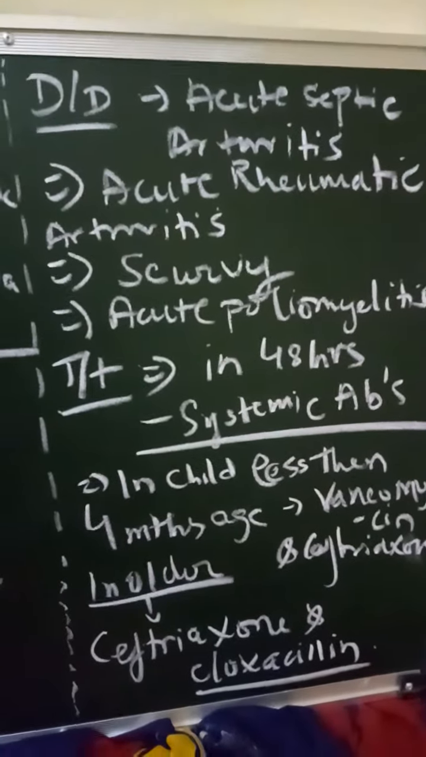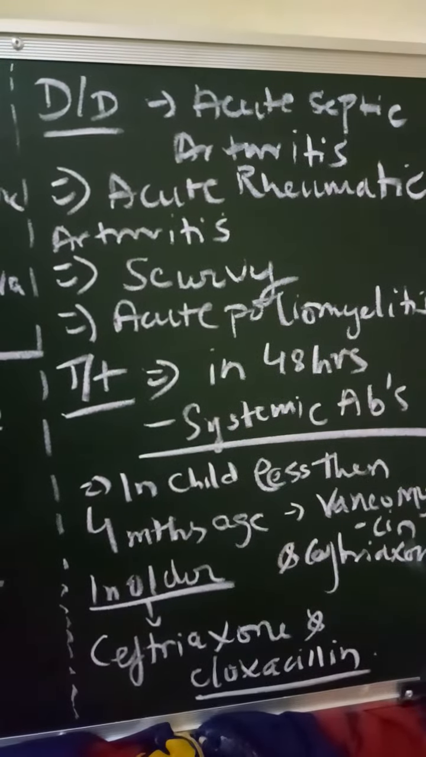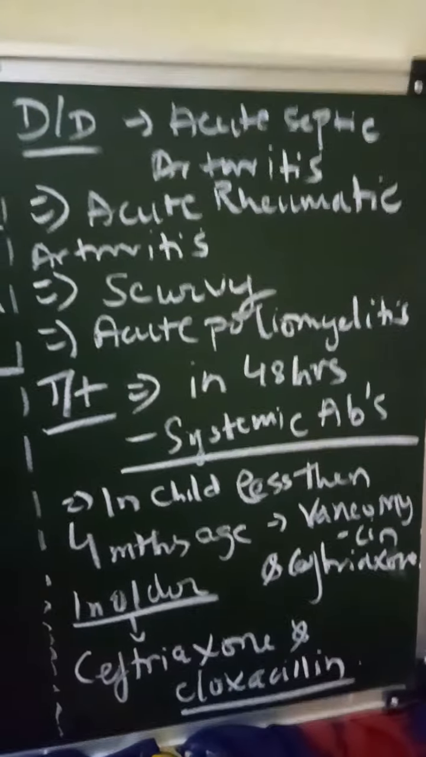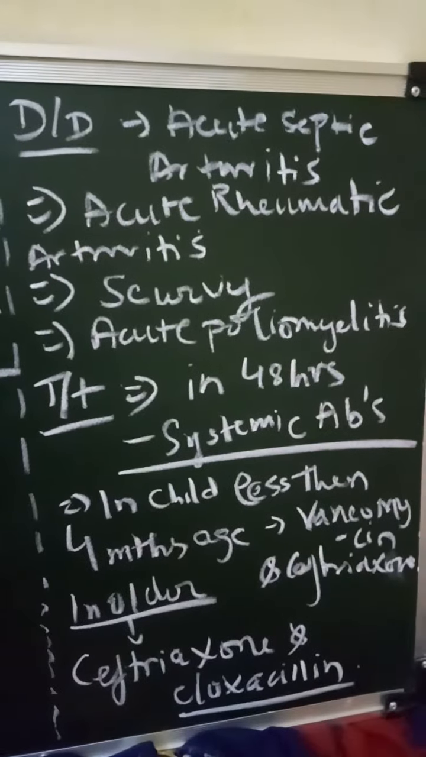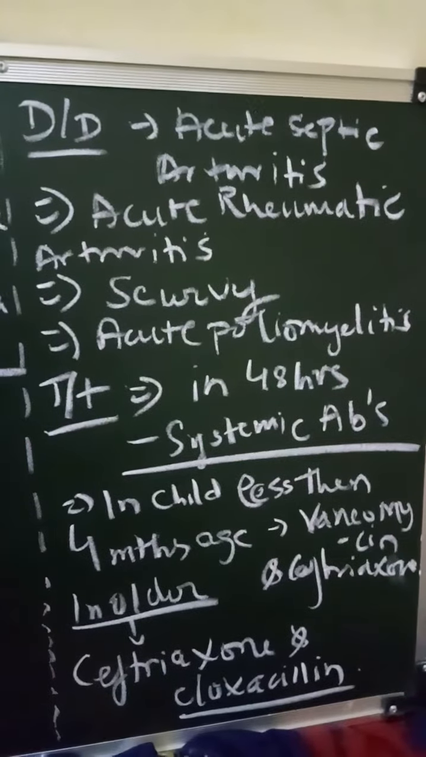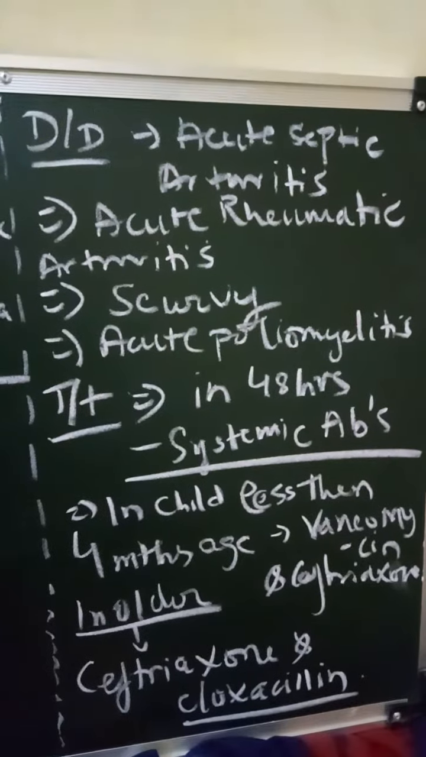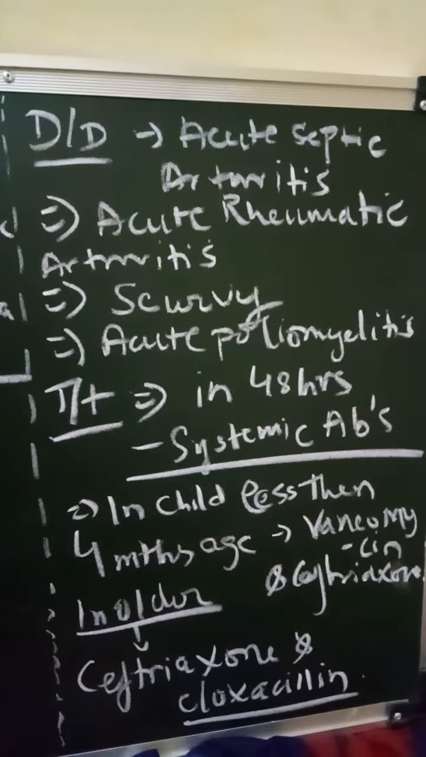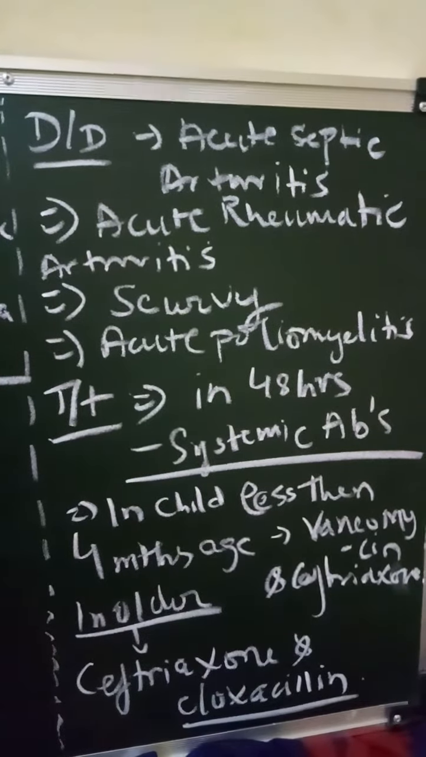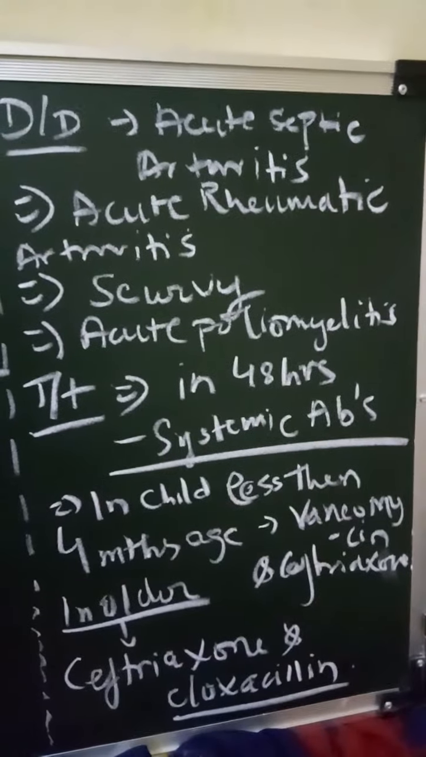Acute rheumatic arthritis. The features are similar to acute septic arthritis, so we have to look for elevated ASLO titers and CRP values in acute rheumatic arthritis. Scurvy. In scurvy, there is formation of subperiosteal hematomas, so it may also mimic acute osteomyelitis radiologically, but there is no pain, no tenderness and no fever in scurvy. Or there may be acute poliomyelitis.